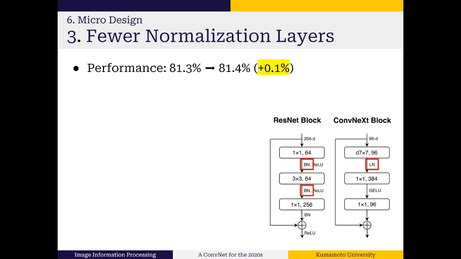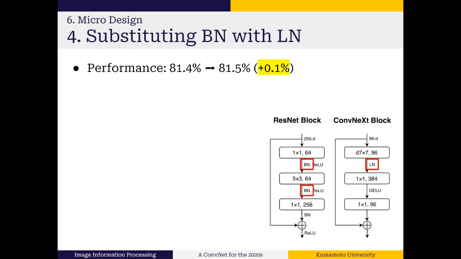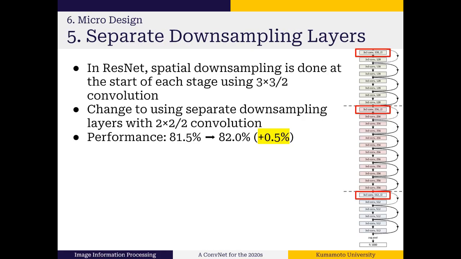Another reduction is in the number of normalizations from 2 normalizations to only 1, as shown in this figure, and this step improves the accuracy by 0.1%. As also demonstrated in this figure, the batch normalizations are replaced with layer normalization, and another 0.1% improvement is achieved.